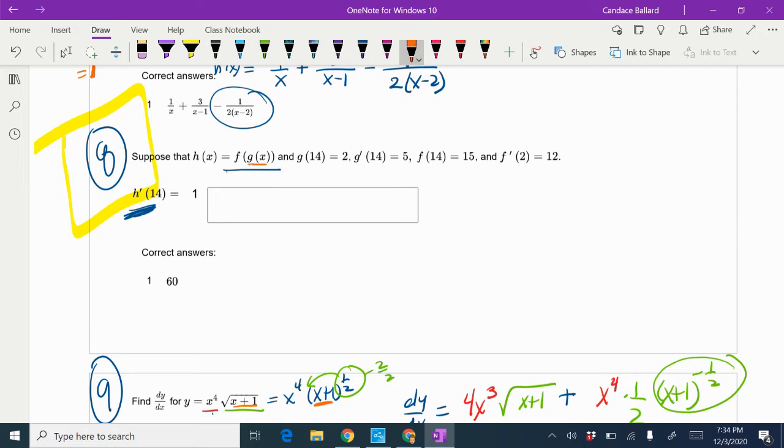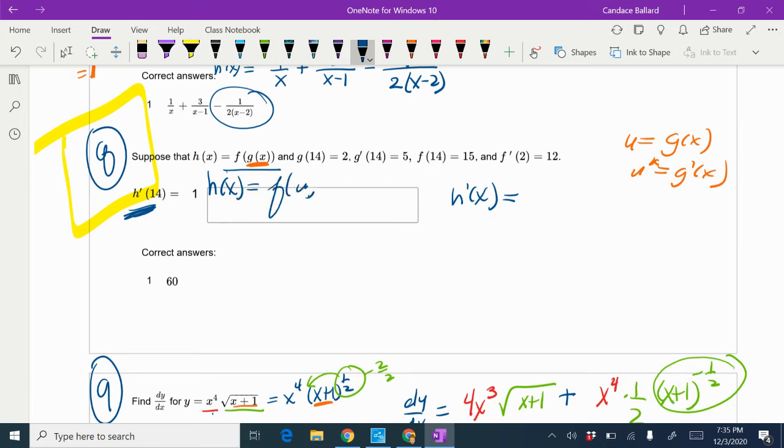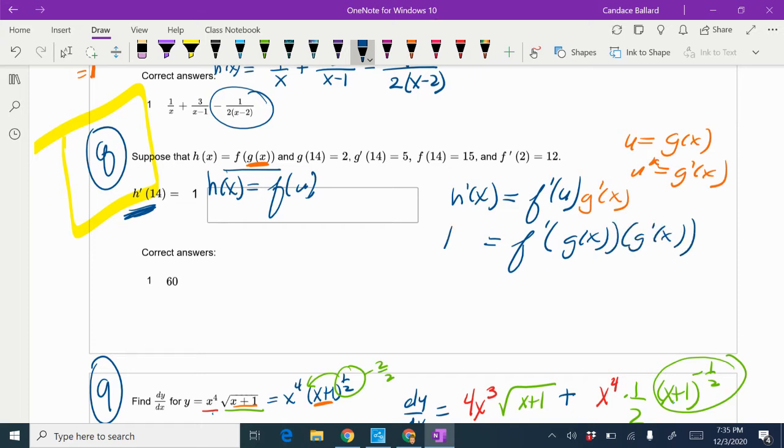So it looks like I definitely have a chain rule going on. I want to do the chain rule piece first. So u equals g of x, so u prime equals g prime of x. I'm going to replace h of x with f of u. So its derivative would be f prime of u times the derivative of the inside, which is g prime of x. I'm going to substitute the u back in to be f prime of g of x times g prime of x. Didn't really need those extra parentheses.